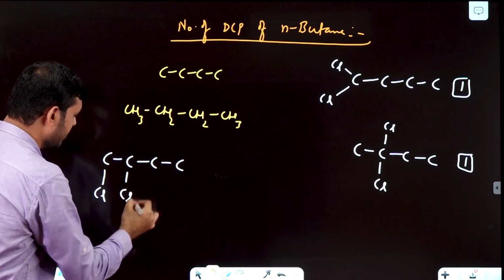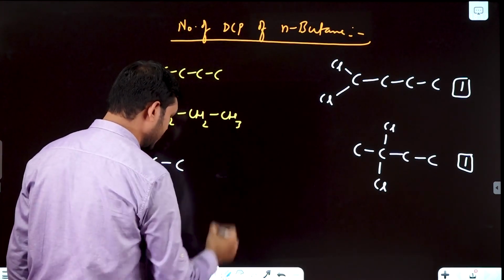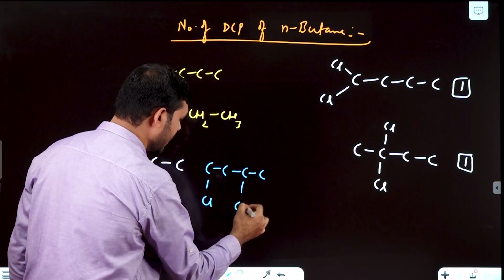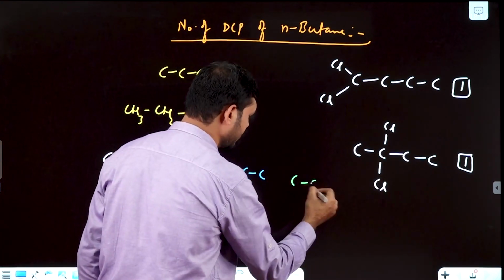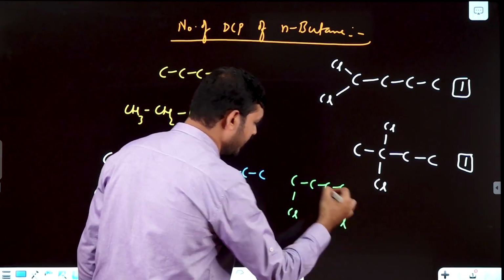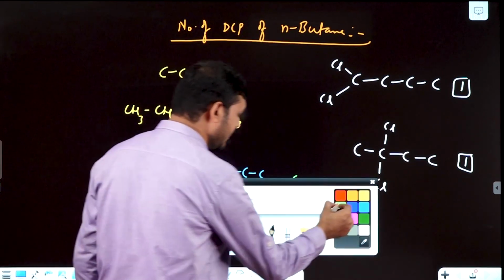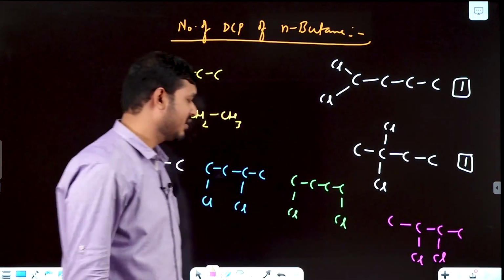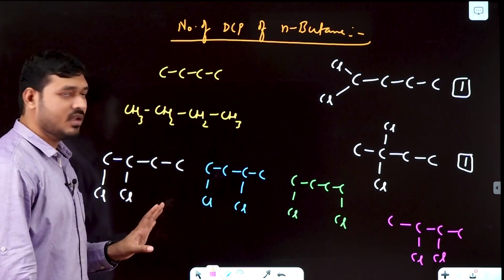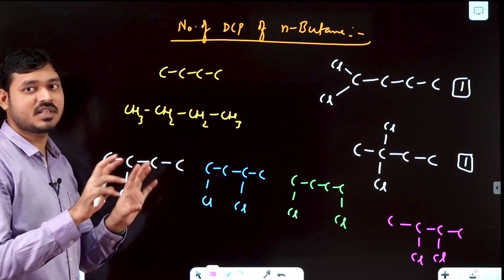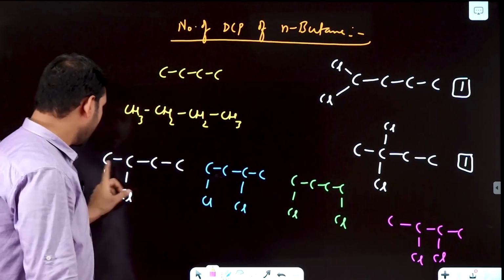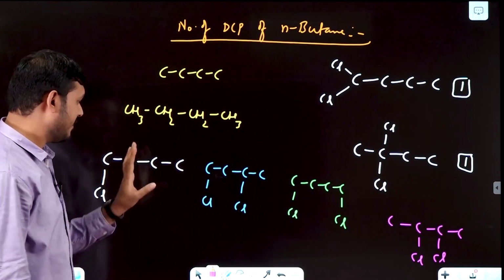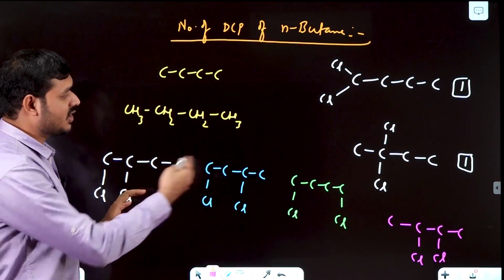Now let's see when the 2 chlorines are on different carbons. Another will be 1,2, another will be 1,3, another will be 1,4. Clear? One more case I can say, 2,3. So all these cases are possible. First I have drawn all the structures, meaning different connectivity: 1,1, 2,2, then 1,2, 1,3, 1,4 or 2,3. Any other case you can think of? No. Okay, so now let's check and count optical isomers in these cases.